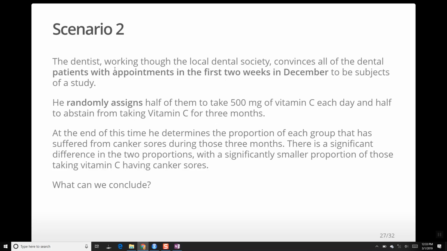we take all the patients with appointments in the first 2 weeks of December, and then we randomly assign them. We say, some of you will take vitamin C and some of you will not take vitamin C for 3 months. At the end of the study, we look at the proportion who complained about canker sores. We find that there is a difference. Okay, what can we conclude now?